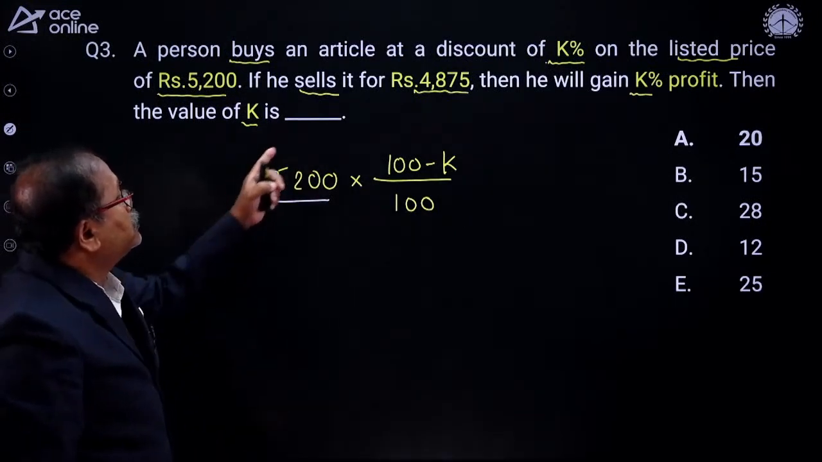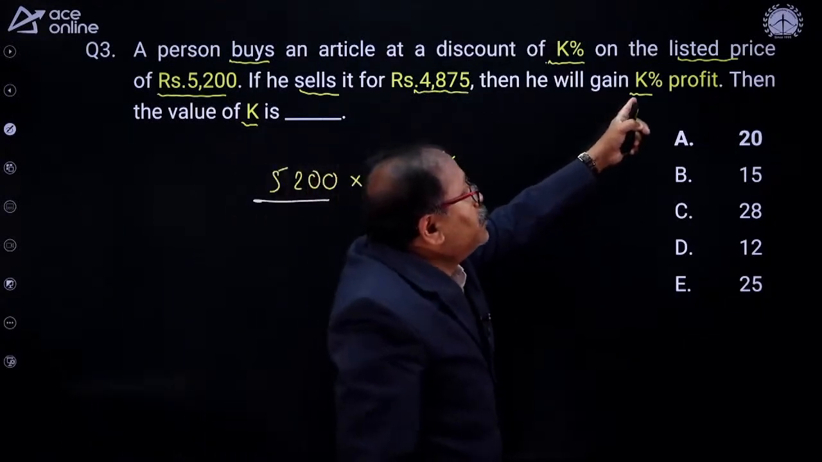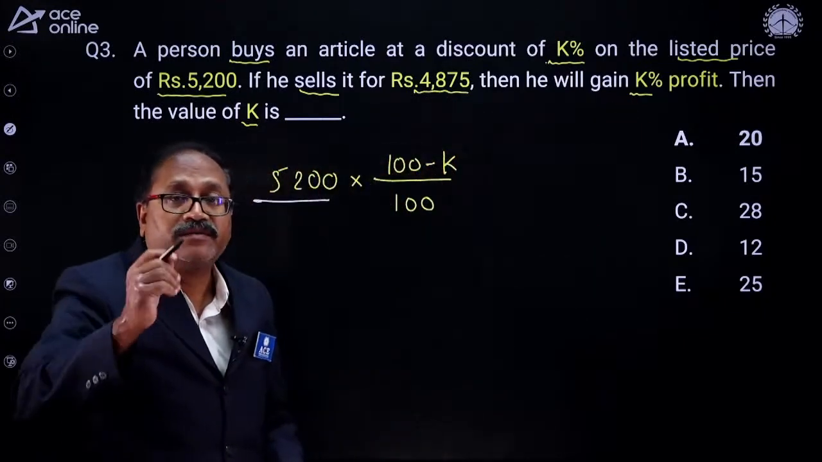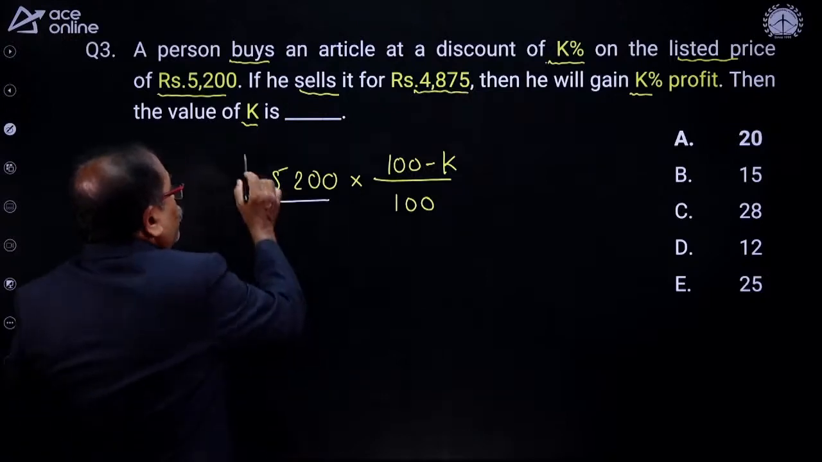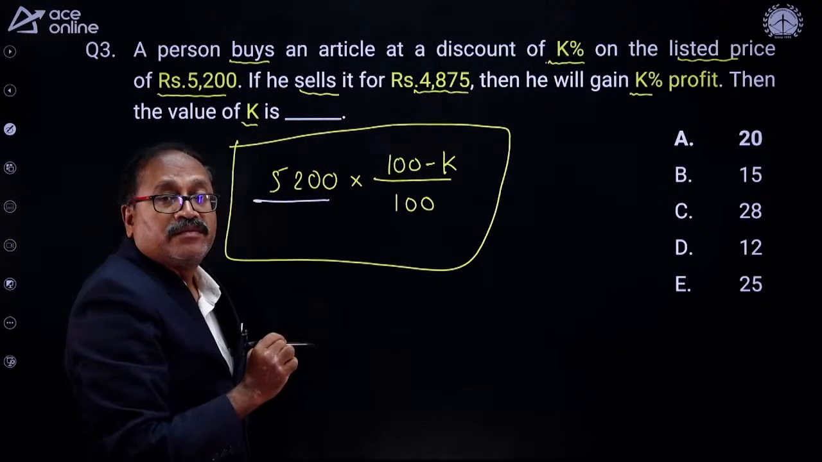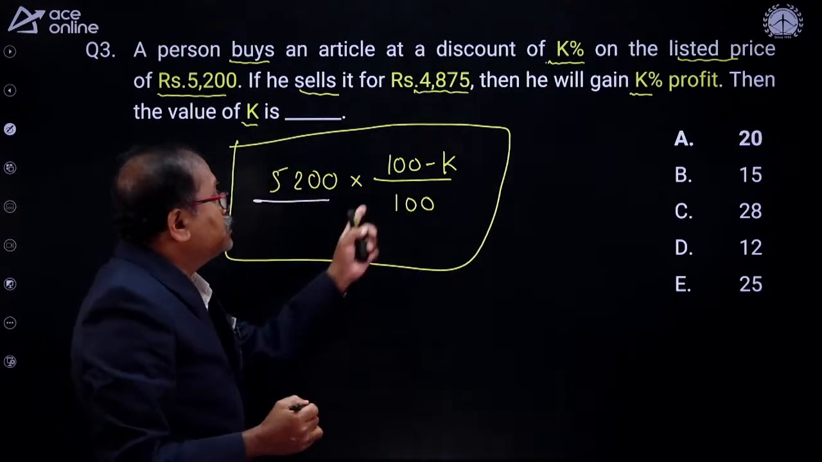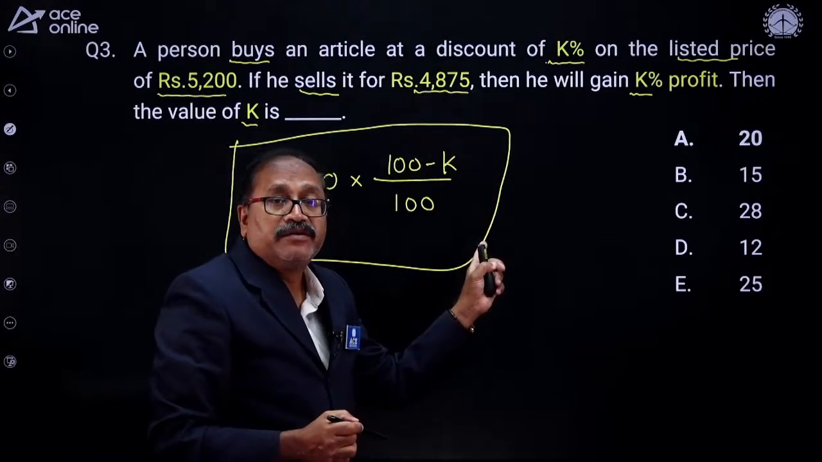And he sells it for rupees 4,875, getting a profit of K%. So what I got over here is his cost price. Now he makes a profit of K%. That means 100 plus K by 100.